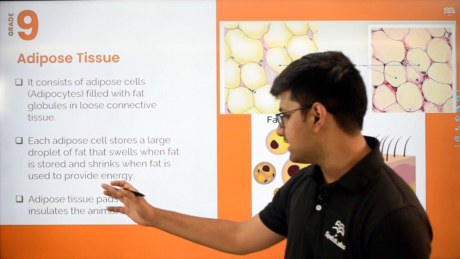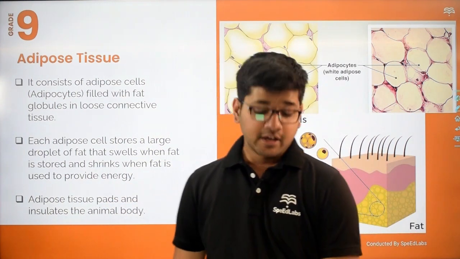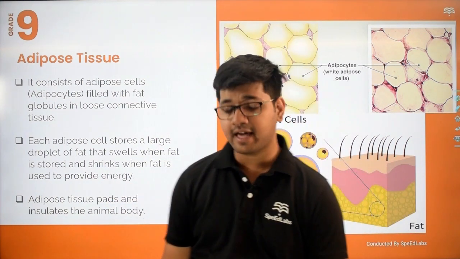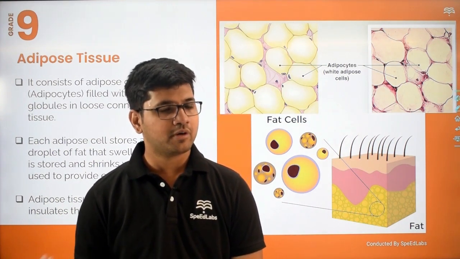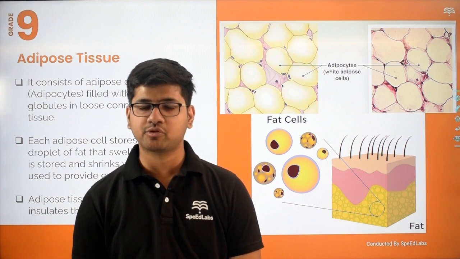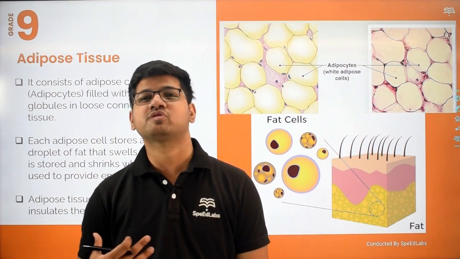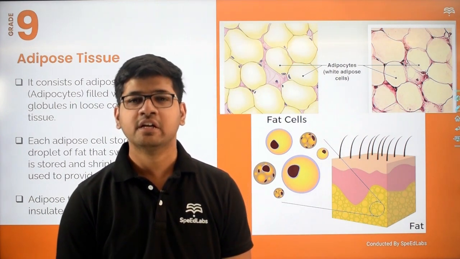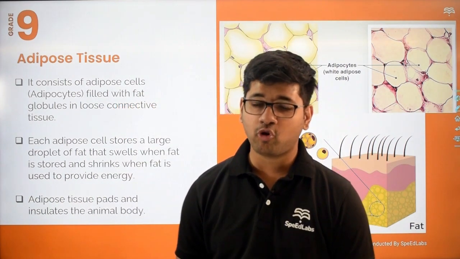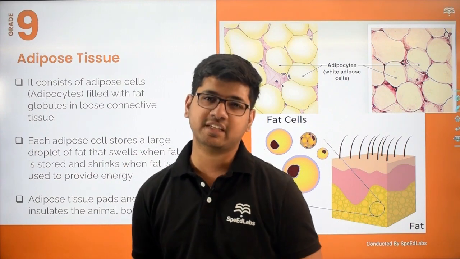Adipose tissue pads and insulates the animal body. In many animals like polar bears, koalas, etc., huge adipose tissue deposits have been found, which are intended to keep them warm, especially the polar region animals, etc.